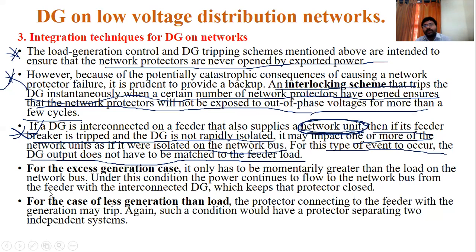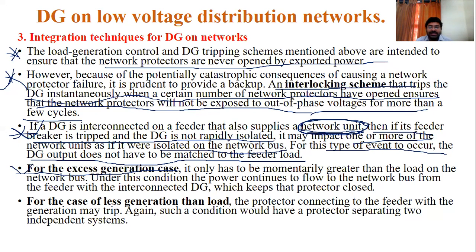Okay, network unit. Suppose whenever a DC is connected for the excess generation case, DC is excess generated because of some reasons, DC will generate excessive power. In this case, what will happen here? What is our condition? The DC total capability never exceeds the spot network or network load.